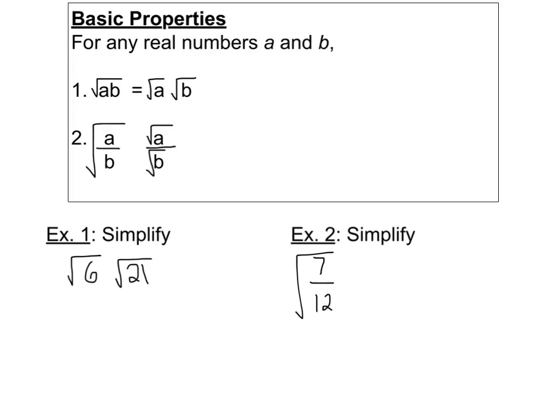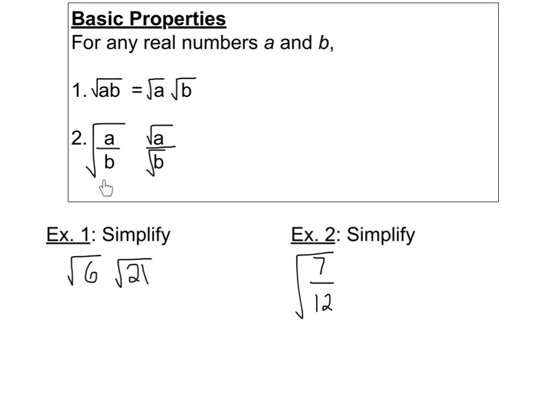So first up here we have some basic properties which work for any real numbers a and b. These are some basic properties of square roots. The first one being that the square root of a times b is equal to the square root of a times the square root of b. So any square root can be split up along these lines, or if you have two square roots that are multiplied, you can combine their product into the radicand.